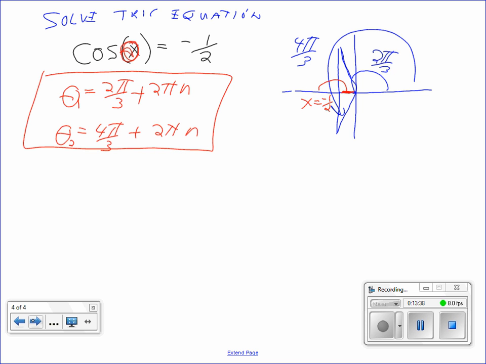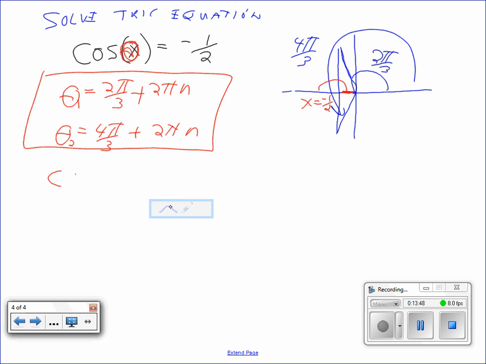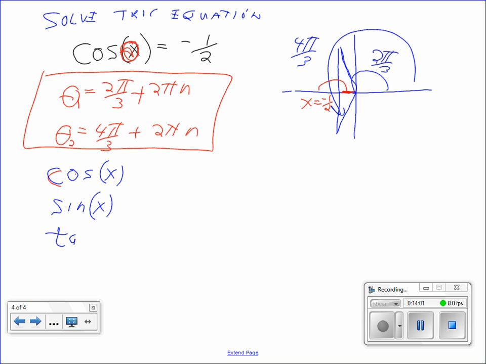What are some of the other trig things you need to know? Well, let's get a different pen. I know we're getting a little long here, but I want to get this on one video. Let's take the cosine of x. Let's take the sine of x. Let's take the tangent of x.